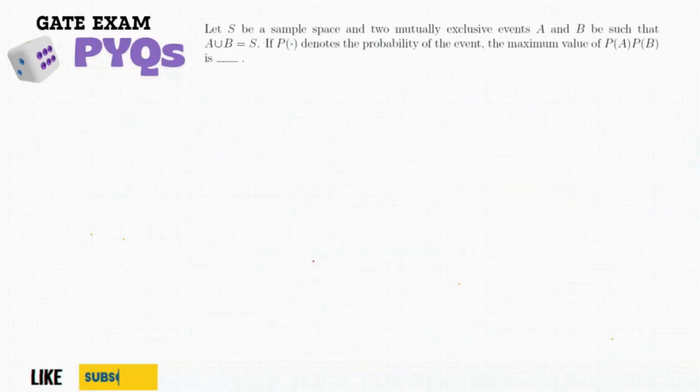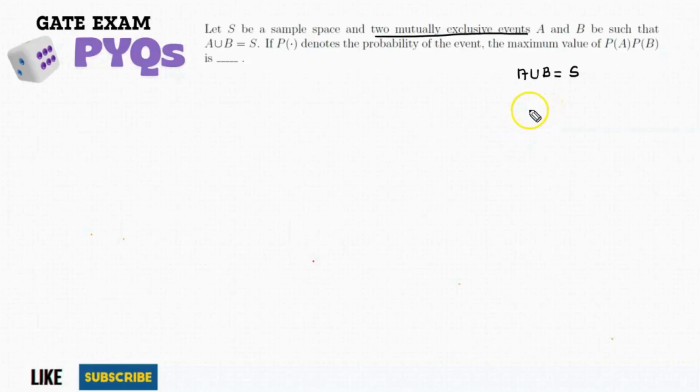So this is our next question. It is given that S is a sample space and two mutually exhaustive events have been given. Exhaustive means what? Their union has to give the whole of the sample space. Correct.